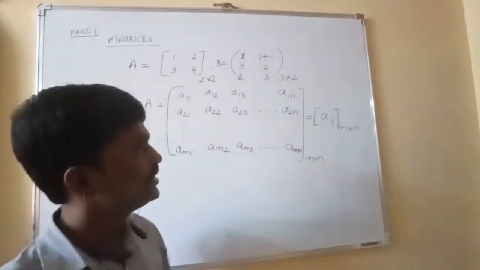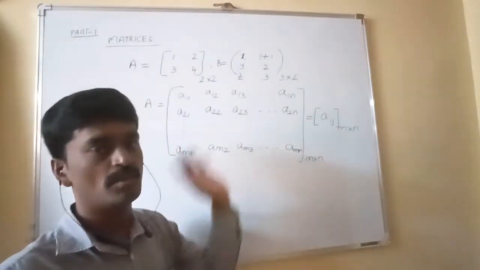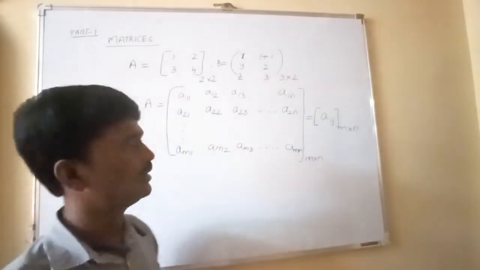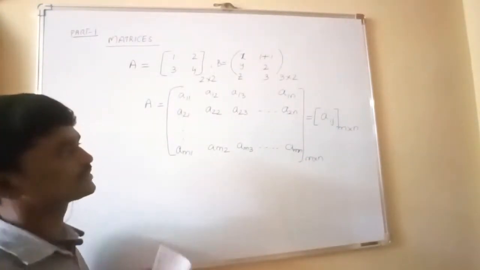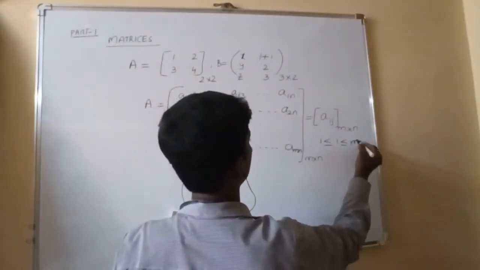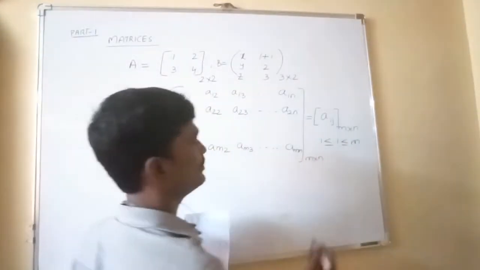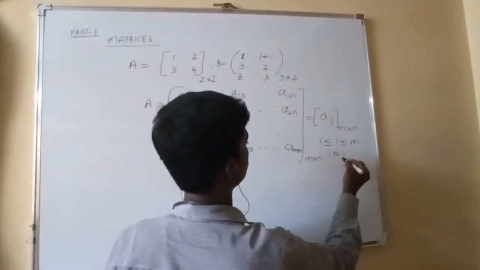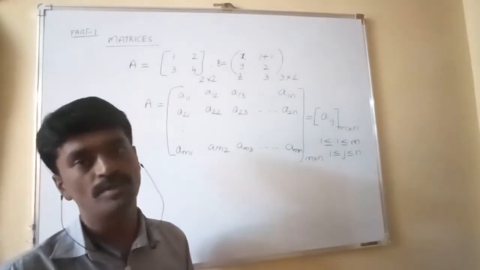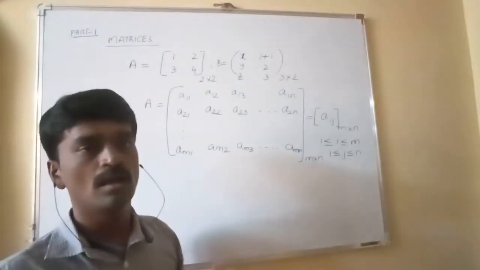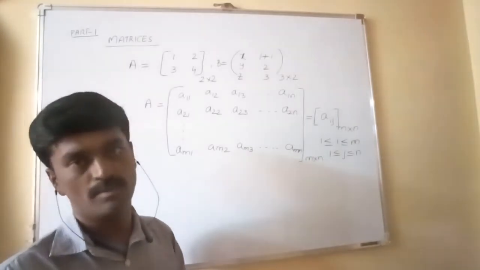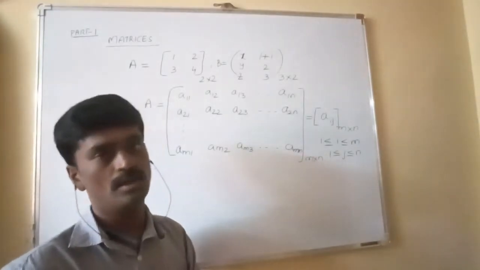Here, what does aij denote? The elements in the matrix. i denotes the row number, j denotes the column number. As it contains m rows, the i value lies between 1 and m. Similarly, the j value lies between 1 and n. Here aij is the element in the ith row, jth column. It is also called the general element.